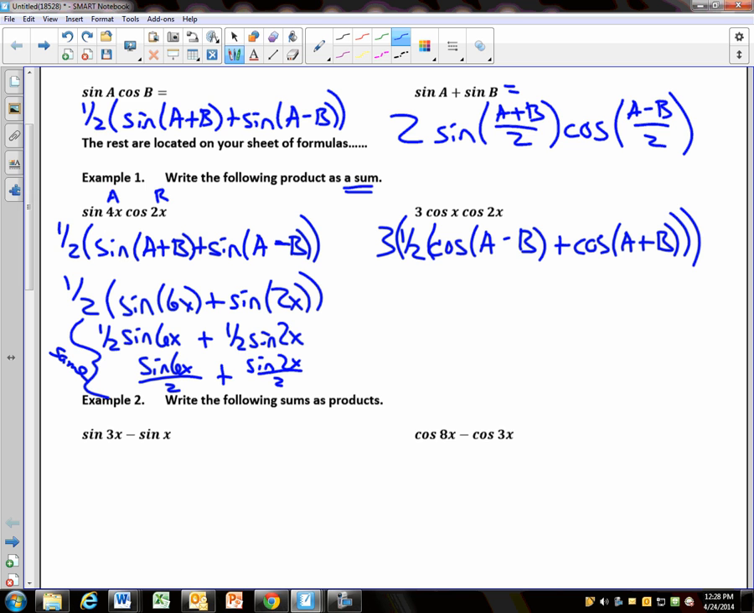3x. A is x, b is 2x. What do I get? A minus b. Negative x. Plus cosine of a plus b.